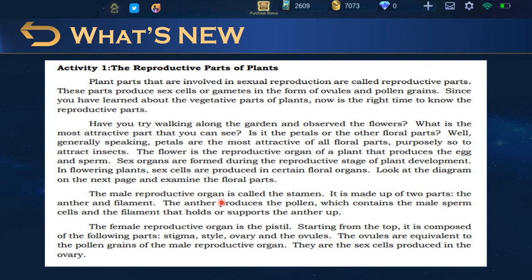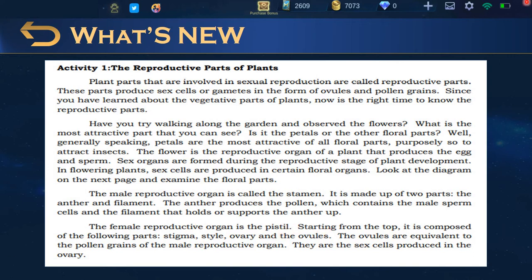The male reproductive organ is called stamen. It is made up of two parts, the anther and the filament. The anther produces the pollen, which contains the male sperm cells, and the filament holds or supports the anther up.